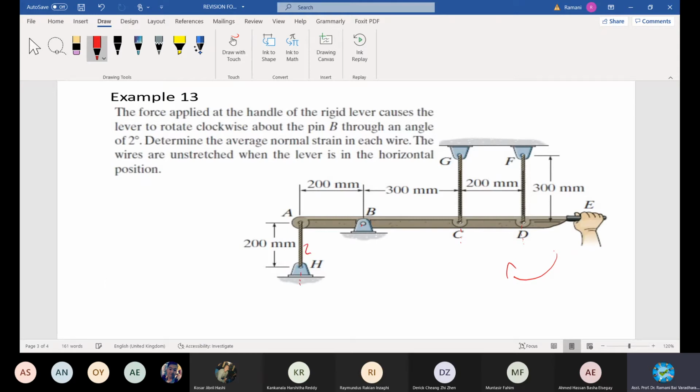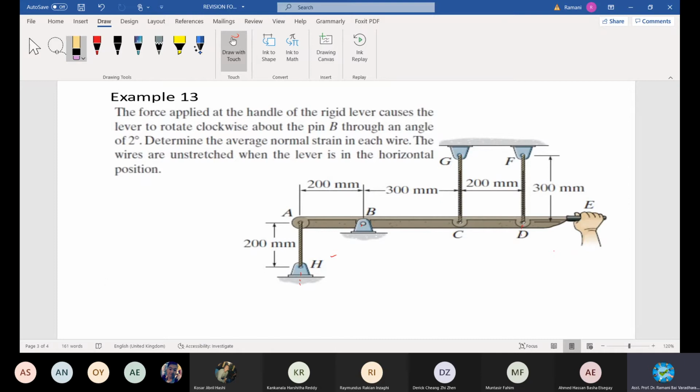What is the change in length? Not just the change in length, what is the strain at this point? I will use the same notation as in the class: delta AH, a small delta. This is delta GC, this is delta FD. So these are the changes in length. Let's find out one by one how this varies and how we are going to analyze this member. Any question here?